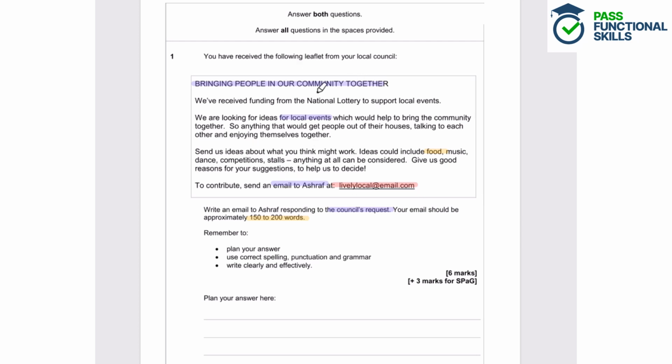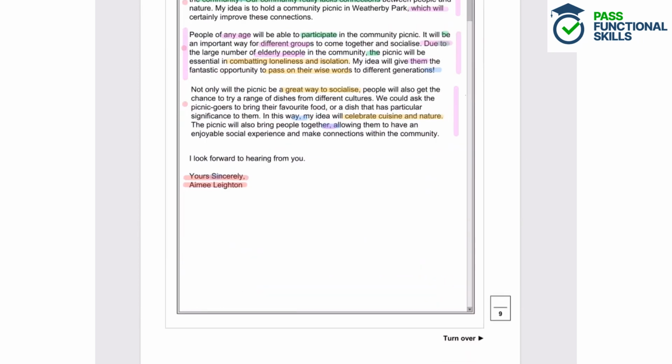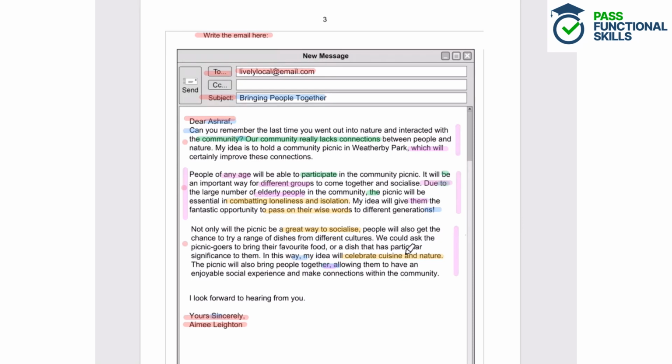So we've got the audience and purpose there, and we need to be persuasive because we have to give good reasons for our suggestions. We're trying to get the council to accept our idea and take it forward. We're trying to get funding for this idea. So we need to be focused on the purpose in the question, an idea to bring the community together.